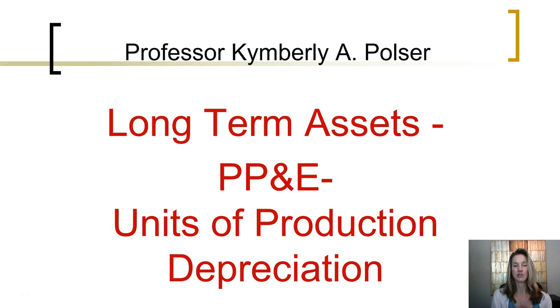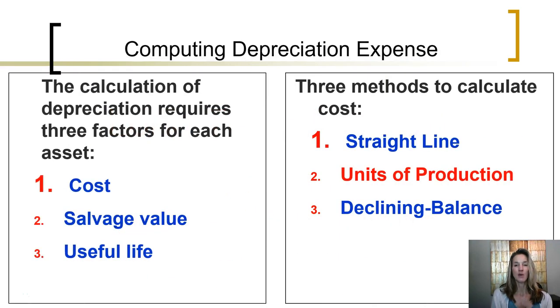This episode is going to look at the units of production method to calculate depreciation expense. Recall that there are three methods to calculate the cost of depreciation each accounting period. The first was the straight line method, which we looked at in a prior video. Now we're going to look at the units of production method.